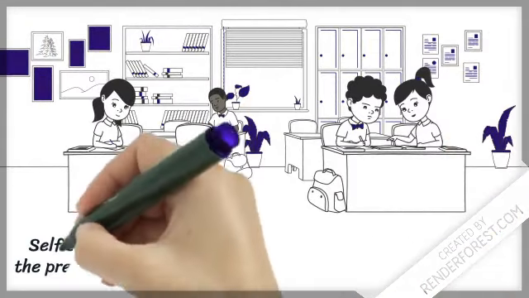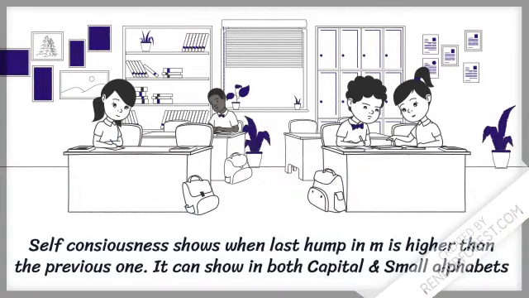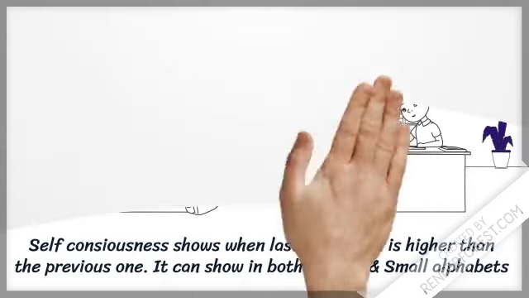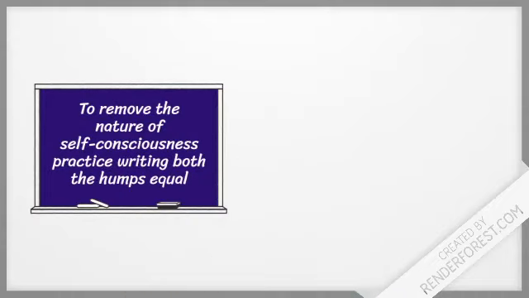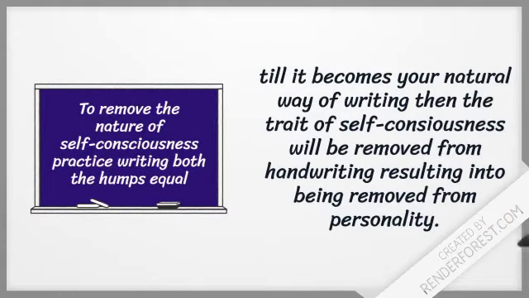Self-consciousness shows when the last hump in M is higher than the previous one. It can show in both capital and small alphabets. To remove the nature of self-consciousness, practice writing both the humps equal till it becomes your natural way of writing. Then the trait of self-consciousness will be removed from handwriting, resulting in being removed from personality.